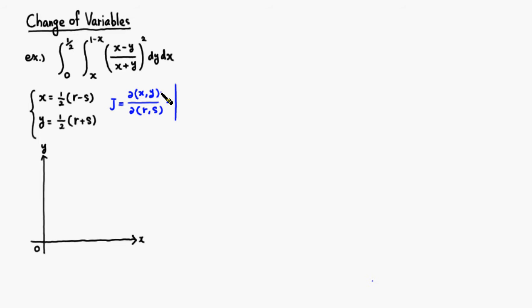We're going to take the partial of x with respect to r, that will be 1/2, and the partial of x with respect to s, that will be -1/2. And the partial of y with respect to r is +1/2, and the partial of y with respect to s is again +1/2. Then this is a determinant, so it's 1/2 times 1/2 is 1/4, minus -1/4, so it's going to be +1/4. So it came out to be 1/2. It is positive, so you don't really have to take the absolute value, so it's 1/2.